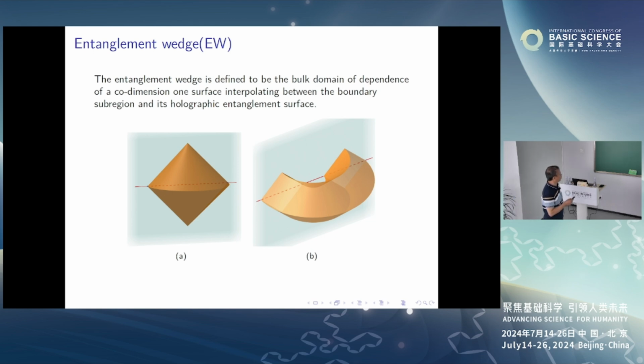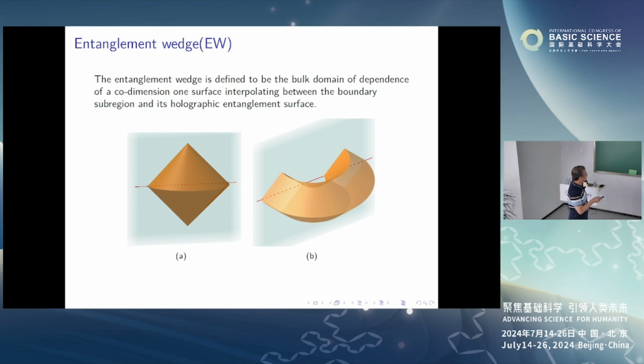This is the so-called entanglement wedge, and it's defined to be the domain of dependence of a four-dimensional one surface. This one surface interpolates between the boundary of this subregion and its holographic entanglement surface. In this figure 8, it's easy to understand. This is the 1+1 case, and we say that this is the subsystem A.